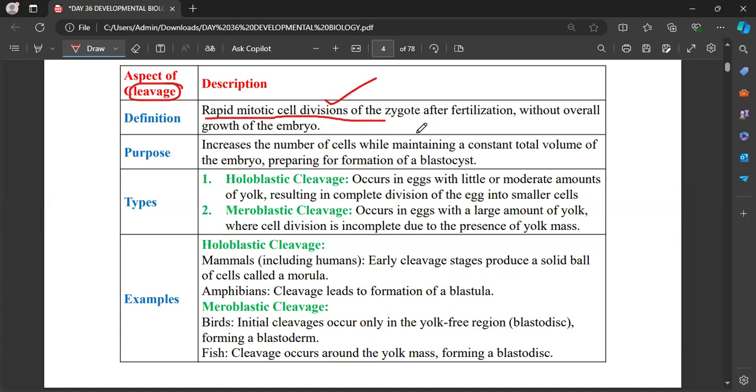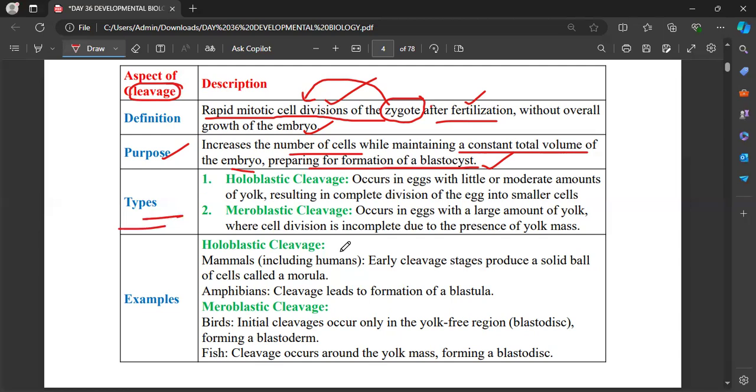Okay. Now, after the fertilization, without overall growth of the embryo. Fertilization fusion has been completed, and as a result of fusion, the zygote has been formed. After the zygote is formed, it results in rapid mitotic cell divisions. Okay. Now, what is the purpose of this cell division? An increase in the number of cells while maintaining a constant total volume of the embryo, preparing for the formation of a blastocyst.